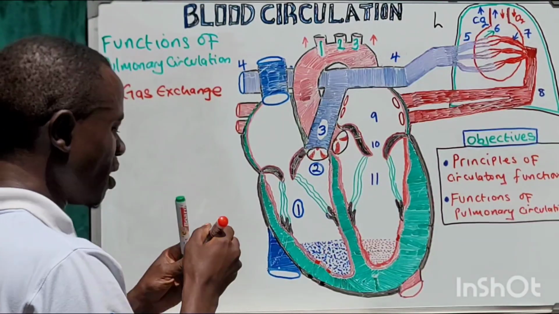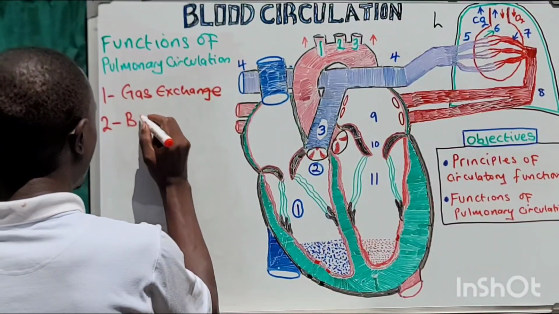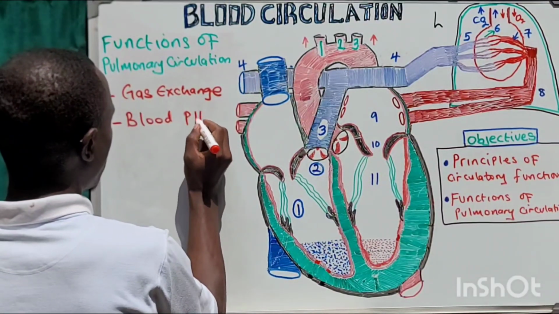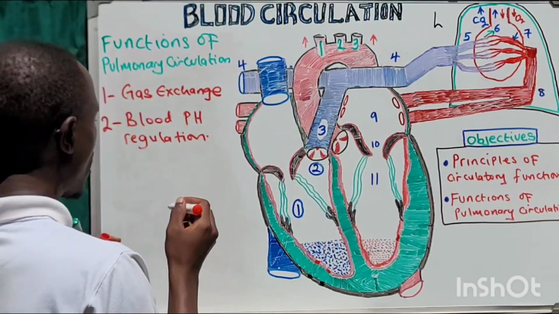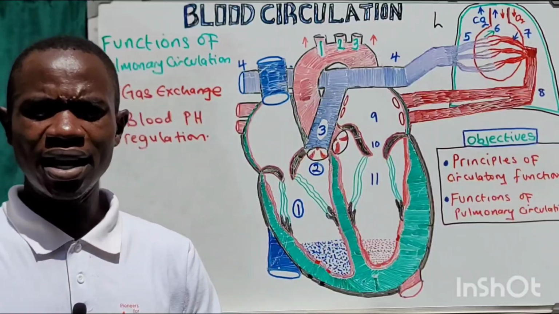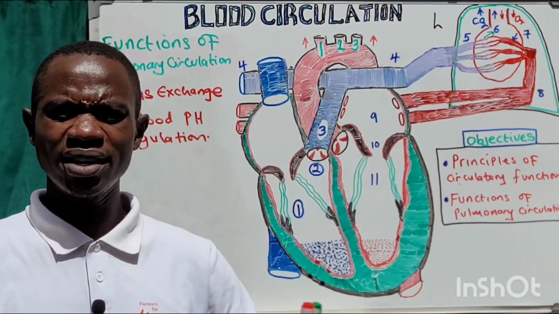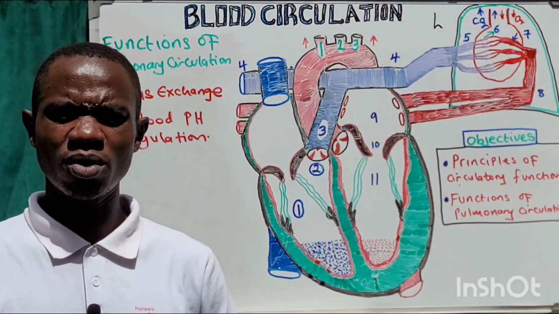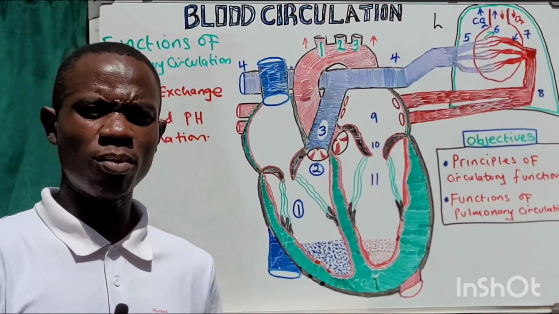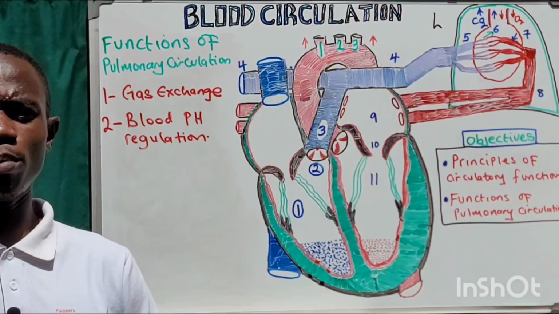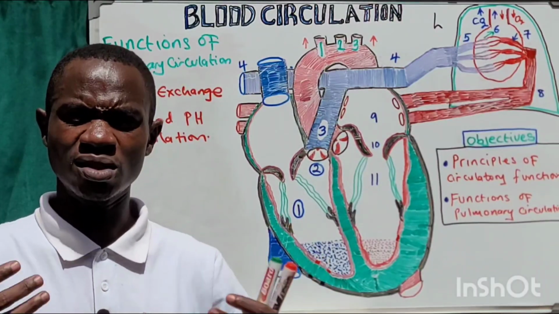Now, the second function is blood pH regulation. Okay, what do I mean by this? Whenever the blood has too much accumulation of carbon dioxide, it will make this blood super acidic, because too much carbon dioxide will react with water to form carbonic acid, which will eventually break into protons and bicarbonate. So if you have accumulated protons, you are making the blood super acidic.